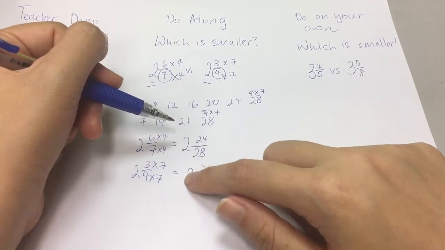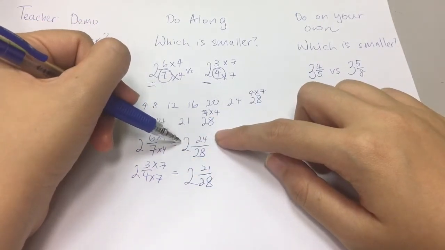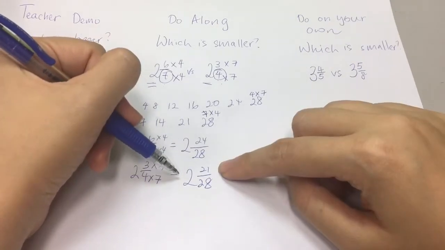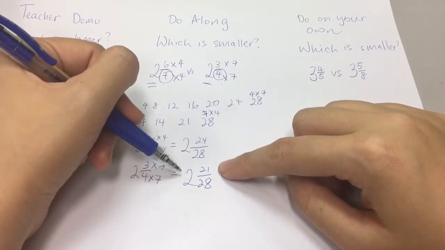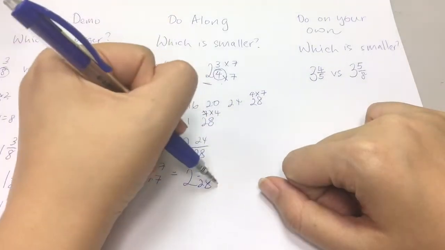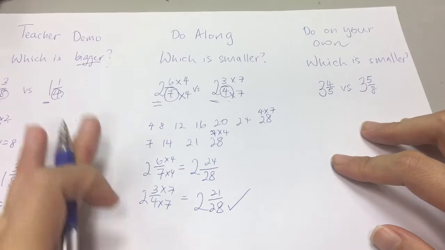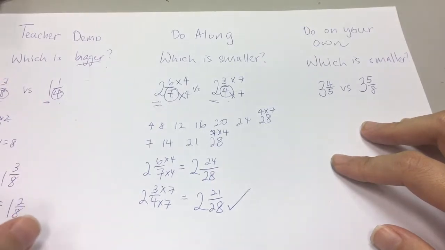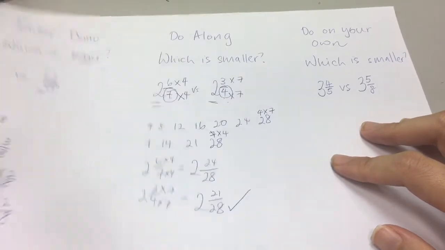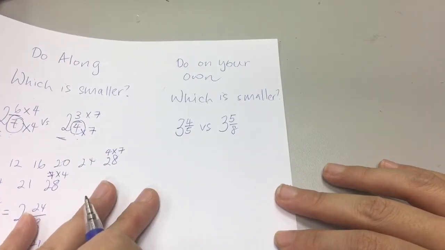Notice I did not multiply the 2 wholes. So if I were to compare 2 wholes 24 out of 28 and 2 wholes 21 out of 28, the smaller number is 2 wholes 21 out of 28. Okay, now that you have done this along with me, try and do this on your own. Which is smaller? 3 wholes and 4/5 or 3 wholes and 5/8.